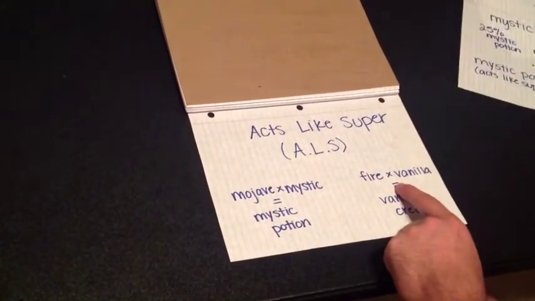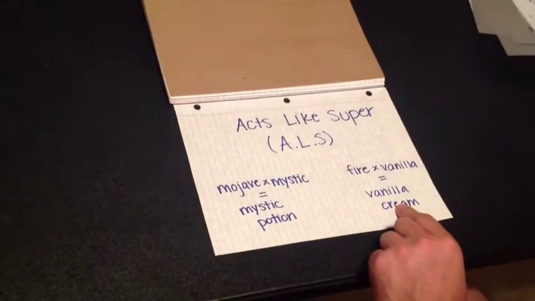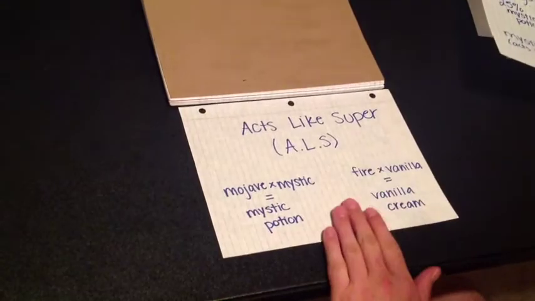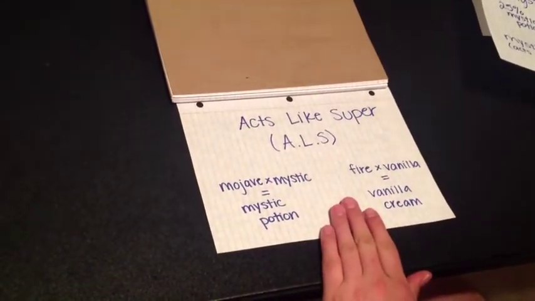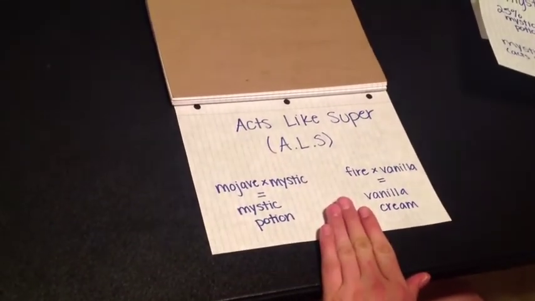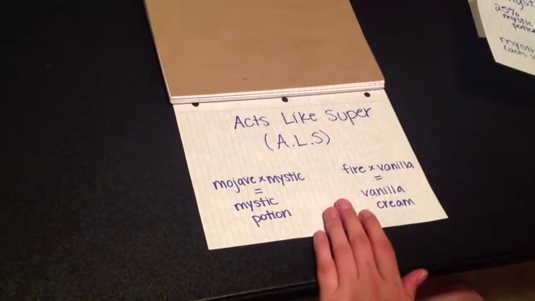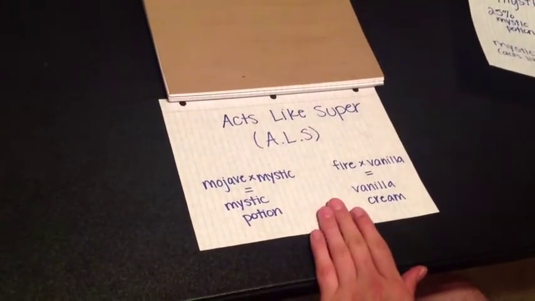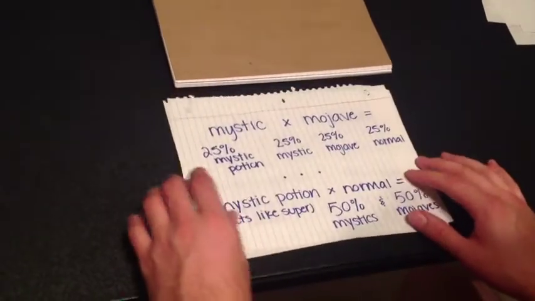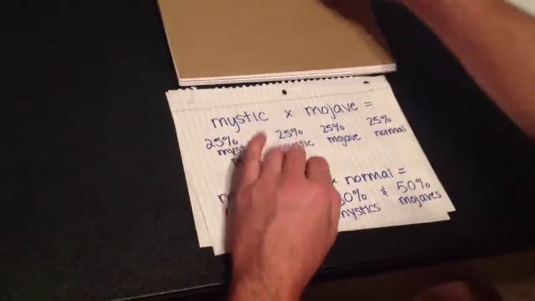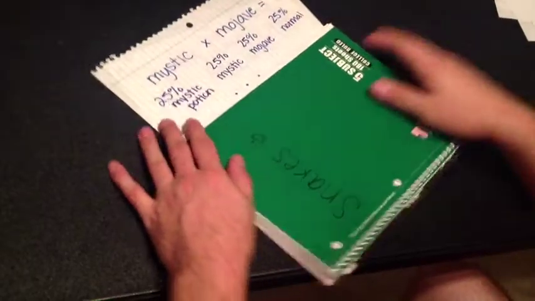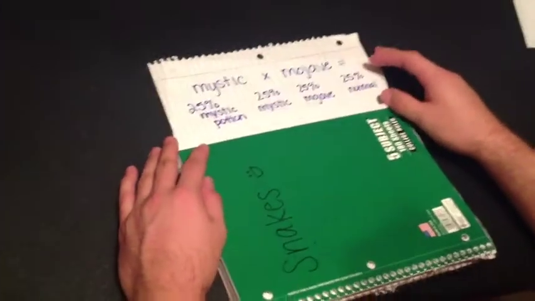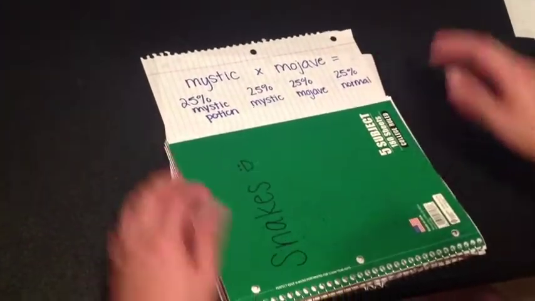Also, Fire and Vanilla make the vanilla cream. That also acts like super. Another two genes that go together are the Yellow Belly and Spectre that make the super stripe. That also acts like super. So if I breed a Mystic to a Mojave, 25% of the babies are going to be Mystic Potion, 25% Mystic, 25% Mojave, 25% normal.